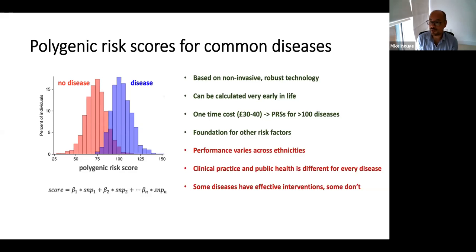And again, I mentioned interventions, therapeutics. Some diseases have interventions, right? But some don't. So you really have to think about whether the information is really useful to the clinician or the individual themselves as well. So that's a complicating factor that we're still working through.